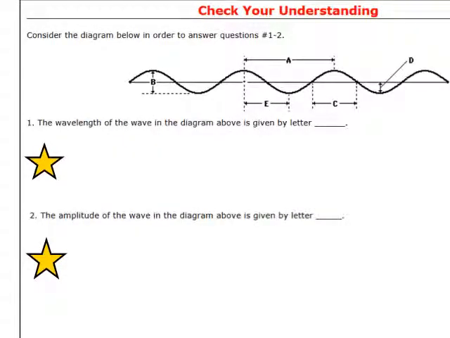So I have a few quick review questions for you. We're going to do 7 of these. For our first 2 questions, you are given this diagram. So take a moment and see if you can figure out where the wavelength and the amplitude are labeled for each of these. You should have seen that the wavelength is labeled by letter A and the amplitude is labeled by letter D.